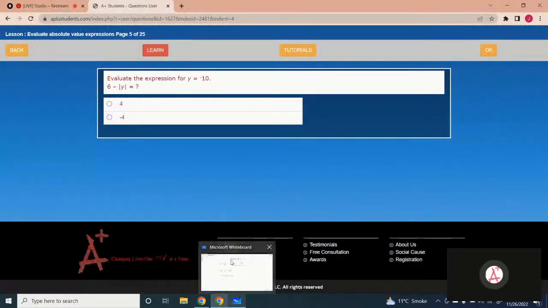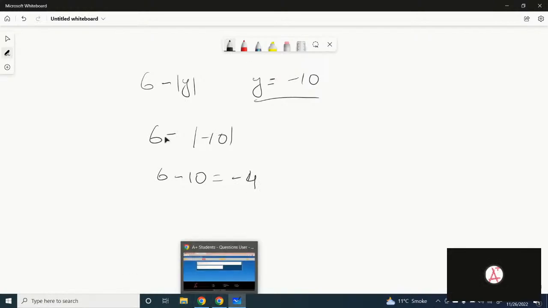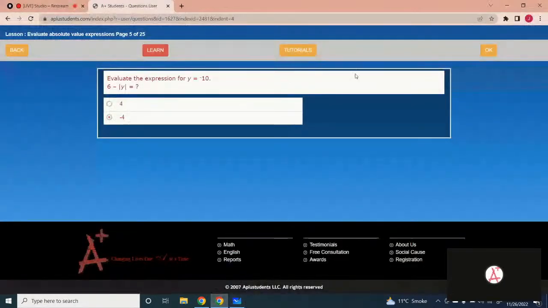Oh, sorry. It is a minus. Here you have a negative sign. I calculated like addition. So it would be 6 minus 10, and 6 is the smaller number, so it would be negative 4. Got it? So select the correct option and then click on the OK button. Got it?